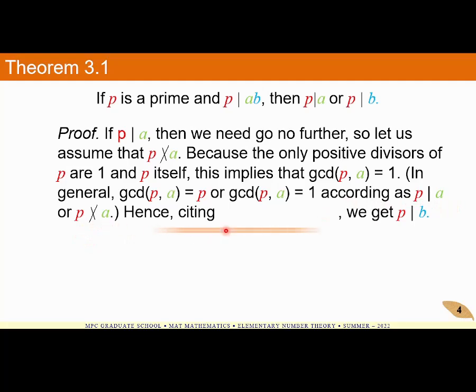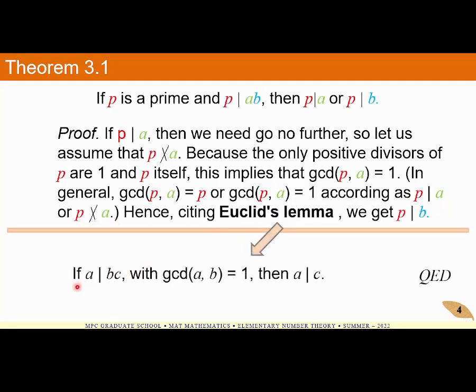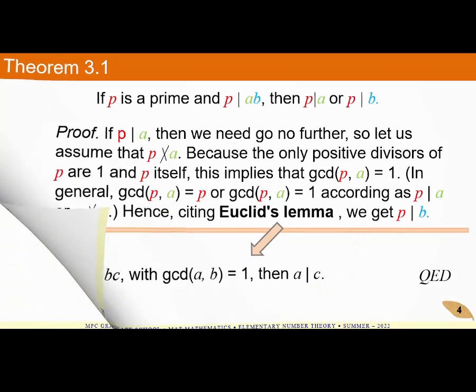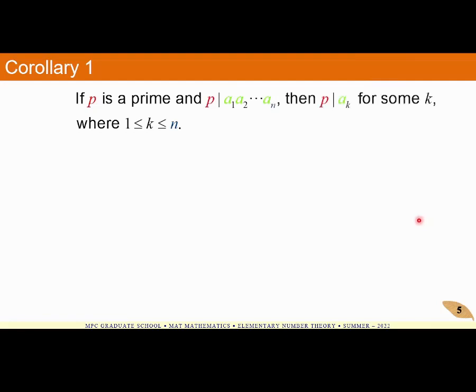Hence, by citing Euclid's lemma: if a divides the product of b and c, with the GCD of a and b equal to 1, then a divides c. Therefore, we get that p divides b. End of proof.